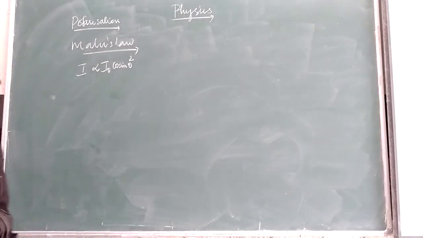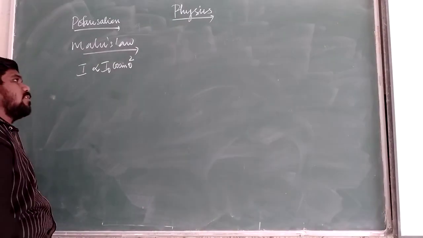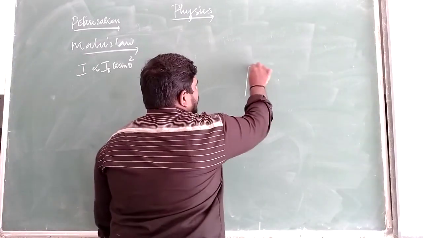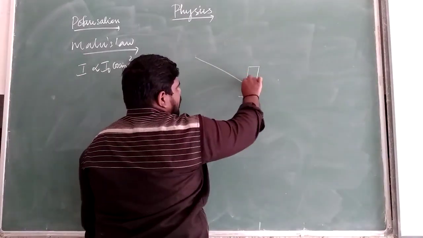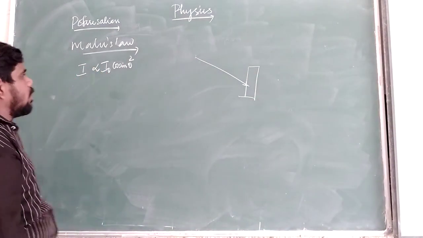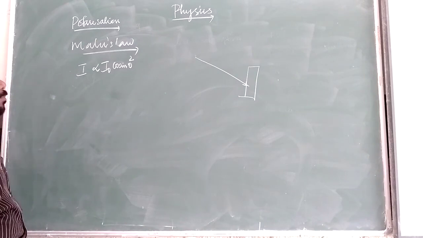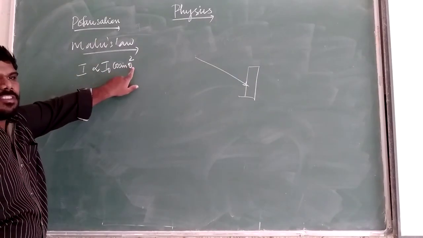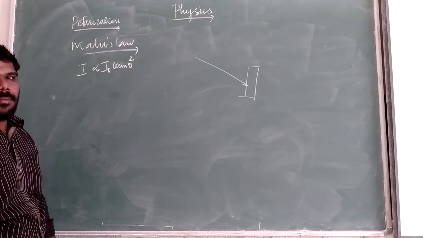Okay, clear? So Malus, the French scientist, states in the year 1802 that when a ray of polarized light is incident on the analyzer, the intensity will be directly proportional to the square of the cosine of the angle between the transmission axis and the analyzer.